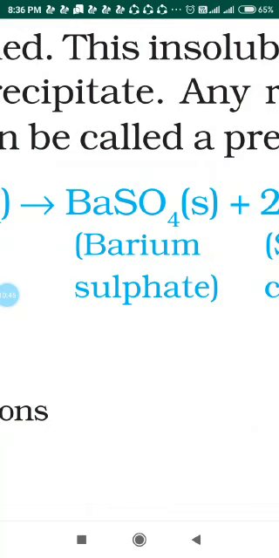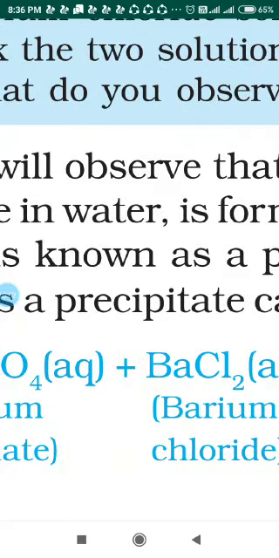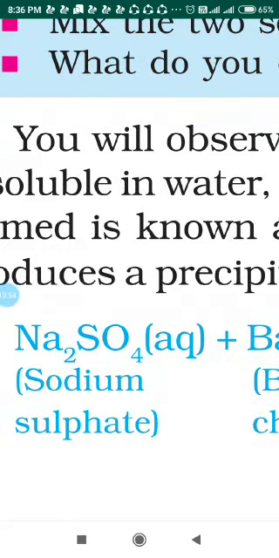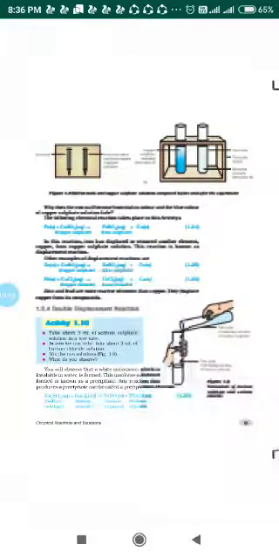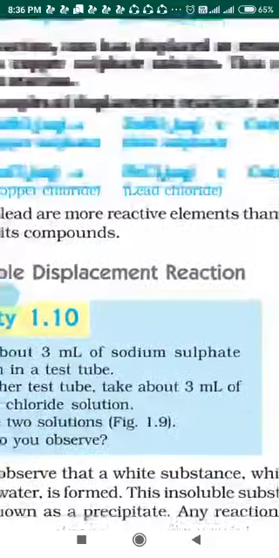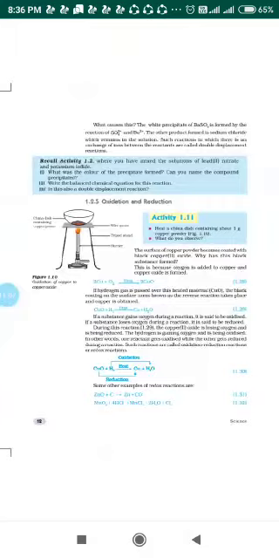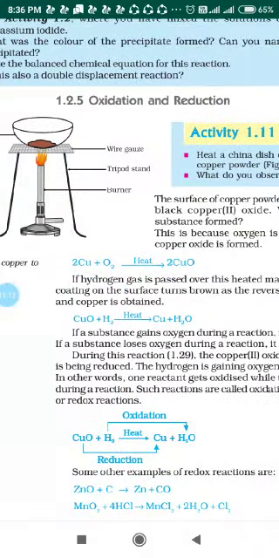Since in this reaction a precipitate, an insoluble substance, is formed, double displacement reaction is also known as precipitation reaction. There are a number of chemical reactions to explain the double displacement reaction as you observe in your book.